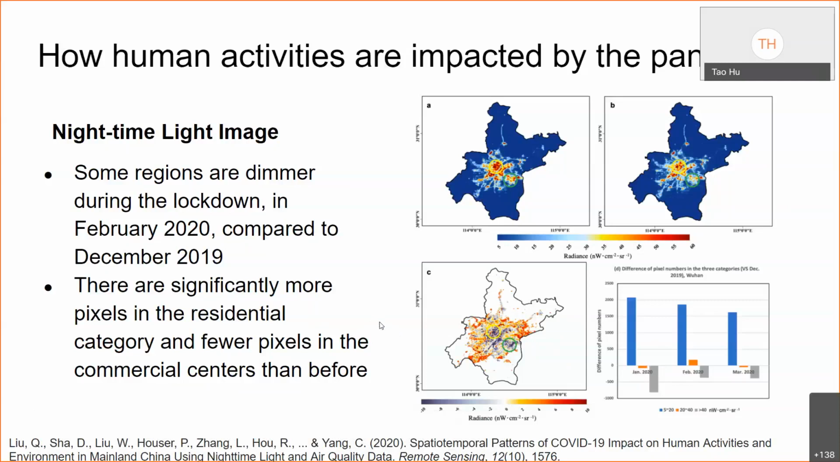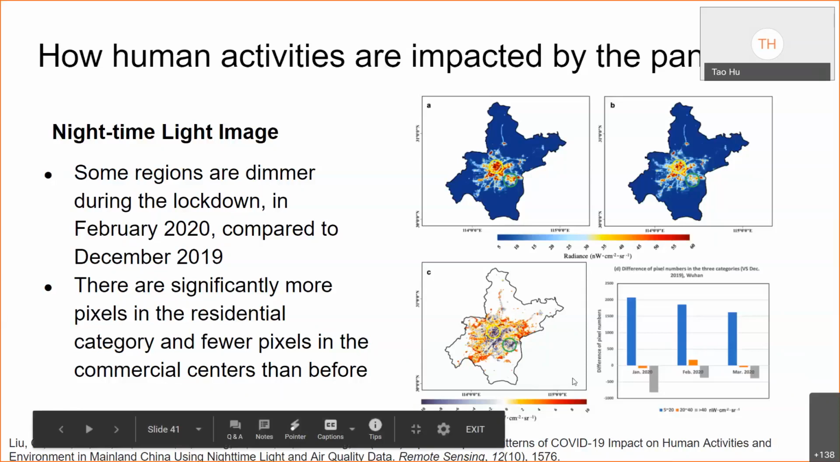Based on the studies, we can see that with GIS methods, we can efficiently find the spatial and temporal patterns of COVID-19 impact on human activities and also the environment.